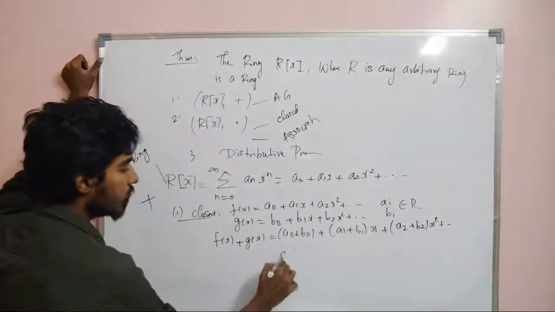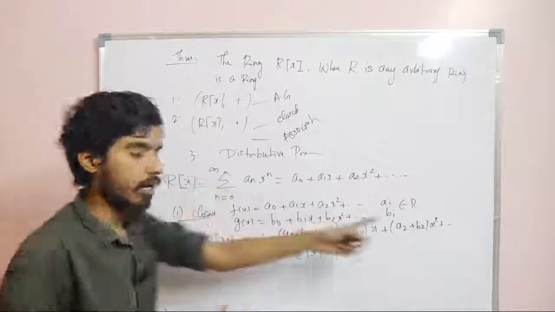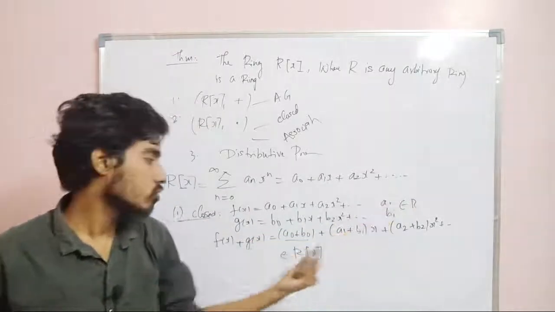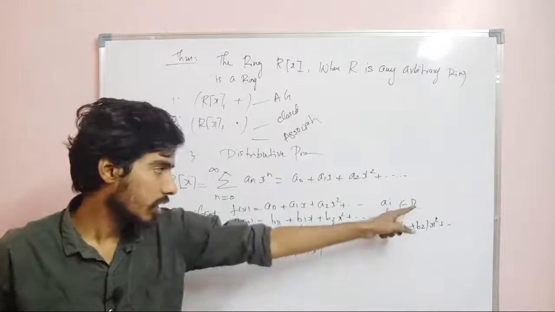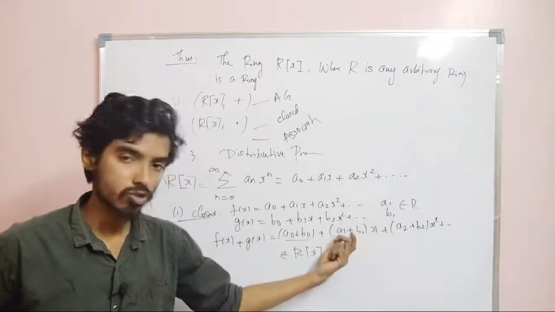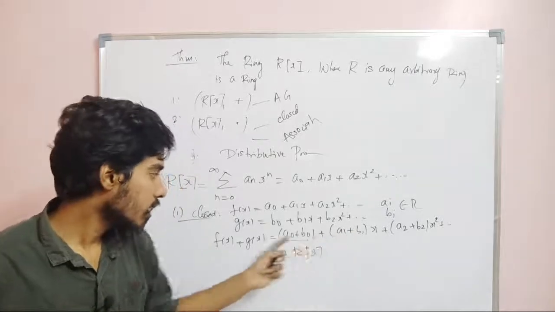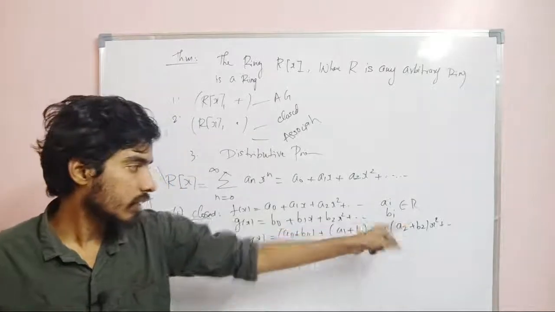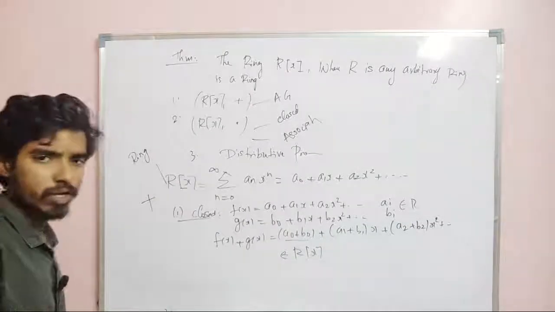This also belongs to R[x], because here a0 and b0 are in R, and R is already a ring, so a0 plus b0 will be in R again. Again a1 and b1 are in R, and since R is a ring, it is closed under addition. Therefore all these coefficients are in R, so it belongs to R[x]. Therefore it is closed. And similarly you can prove associativity.